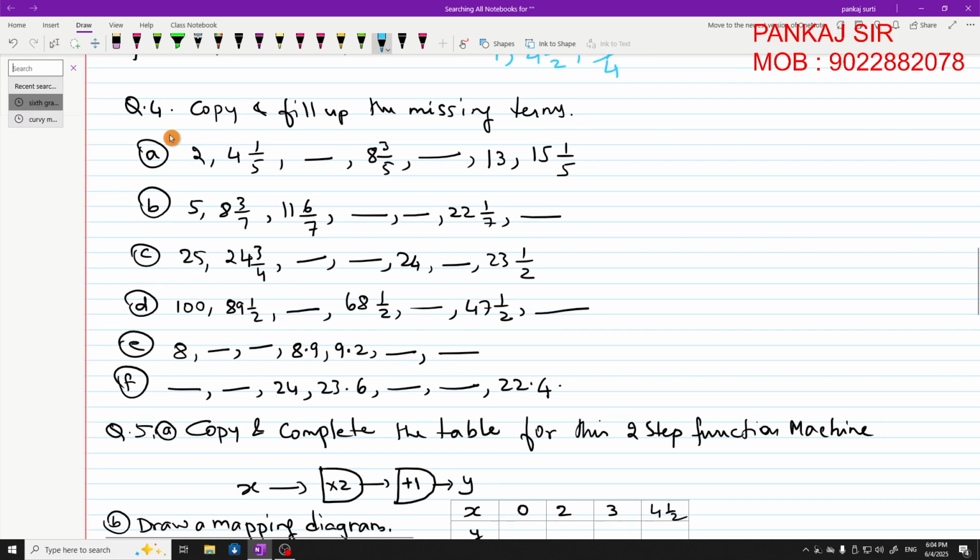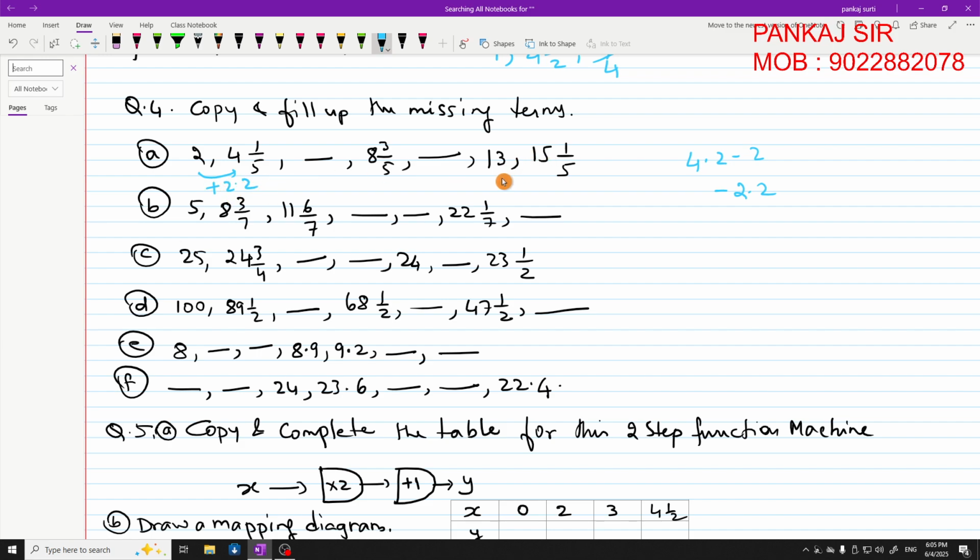Question number 4. Copy and fill in the missing terms. Now this is 2. This is 4 1 by 5. This is the term you have to fill up. So basically you have to check. So from here you check. Here you can see 4 1 by 5 minus 2 is how much? Let us check that. Okay. 4 1 by 5 means 4.2 minus 2. So 4.2 minus 2 will be how much? It will be 2.2. So from here to here if you go, you go from term to term, you have to add 2.2.